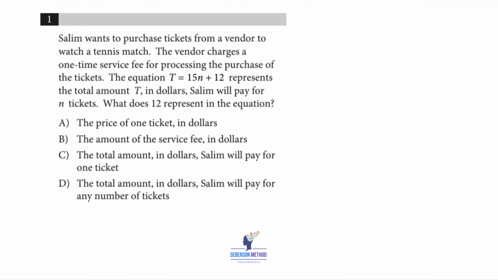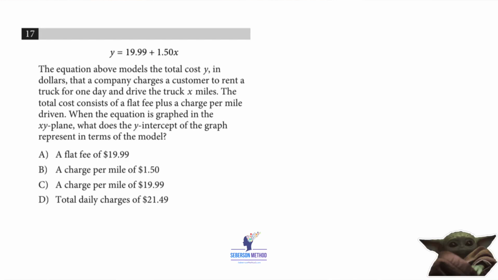that the equation is t equals 15n plus 12. 15 is the slope, n is your variable, and 12 is your initial value, or your flat fee, something that you always begin with. And the right answer is B. Next question.